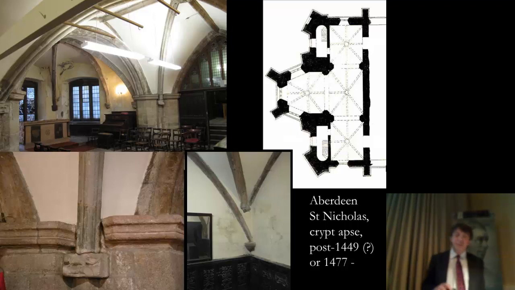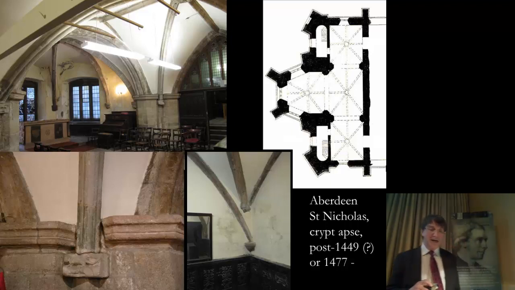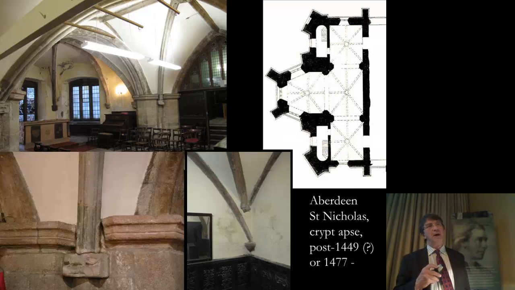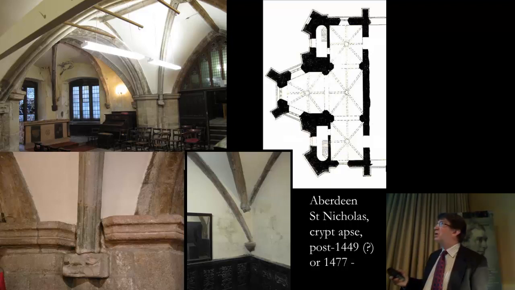And you see similar problems in the crypt apse at St Nicholas in Aberdeen. The main apse itself, of course, had a timber ceiling, which wasn't so much of a problem. The date of this apse is very difficult. They seem to have been starting work on the crypt below the east end by 1449, but I don't think the apse can have been part of it. And in fact, the ribs of the apse are rather different.